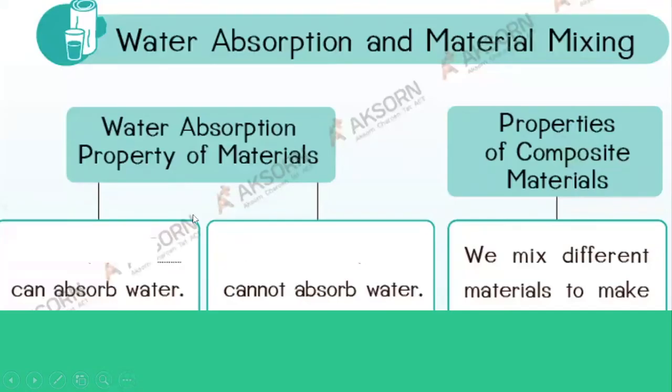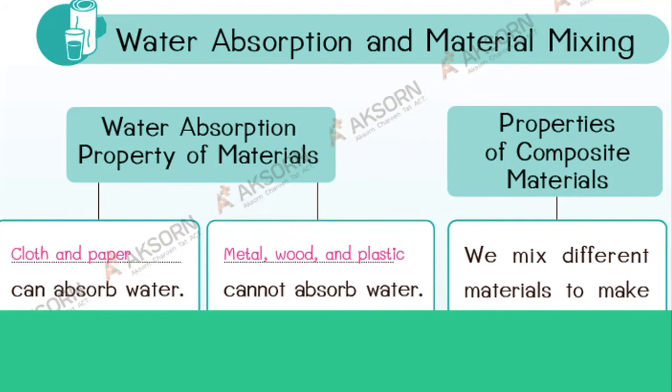Okay, so we completed the diagram. Water absorption and material mixing, yeah? Water absorption is a property of materials. Cloth and paper can absorb water, yeah? While metal, wood and plastic cannot absorb water, yeah? So if you didn't finish this, please pause the video now and correct everything in your workbook, okay? But I hope you finished that, okay?